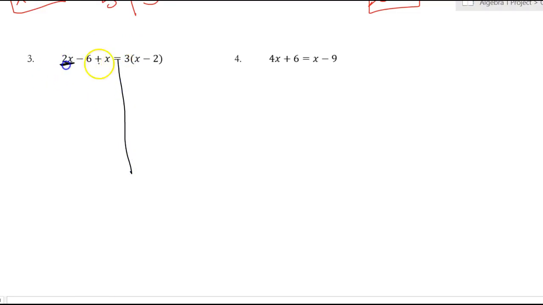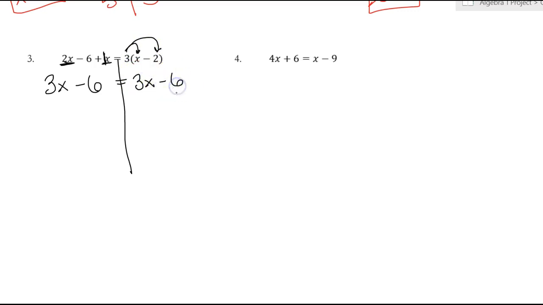Okay, so I'm going to combine my terms on the left. Remember, if there's not a number in front of an x, you can go ahead and throw a 1 on it. And so now that's 2x with 1x, which is 3x minus 6. And then I have to distribute my 3. So I get 3x minus 6.